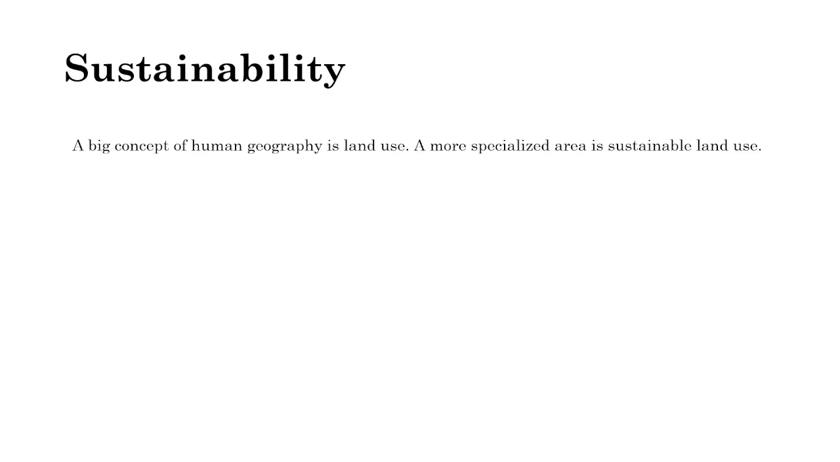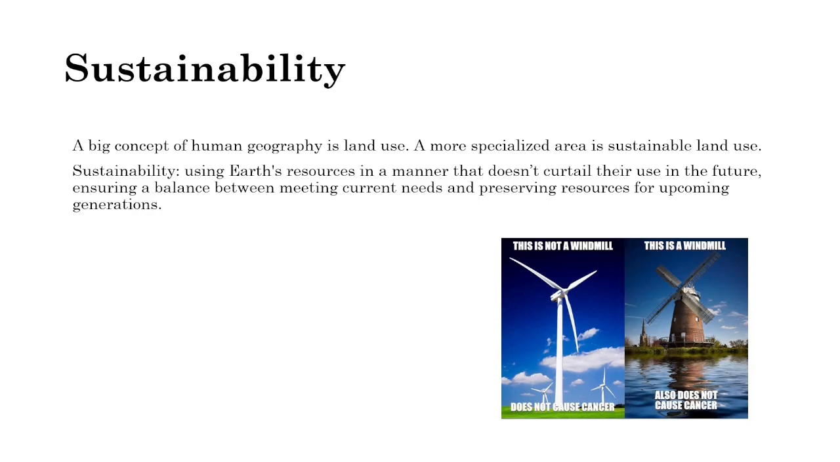What is sustainability? Well, sustainability deals with how humans operate and how humans use land. One of the biggest parts of human geography is just studying how humans utilize the land. And a more specialized area that a lot of people spend their entire lives focusing on is sustainable land use. So the definition of sustainability is when you use Earth's natural resources like oil or the forestry, and you use it in a manner that doesn't curtail their future use.